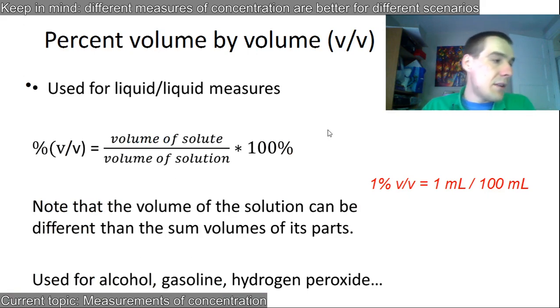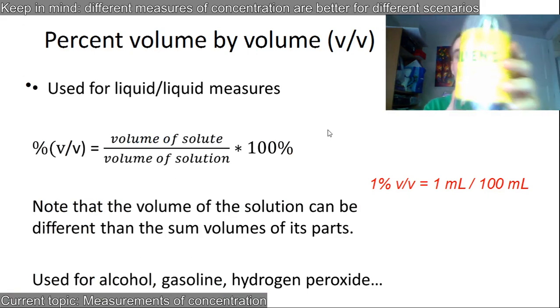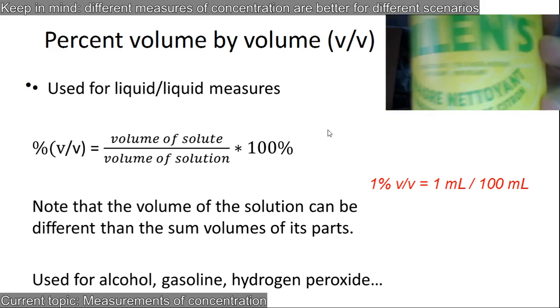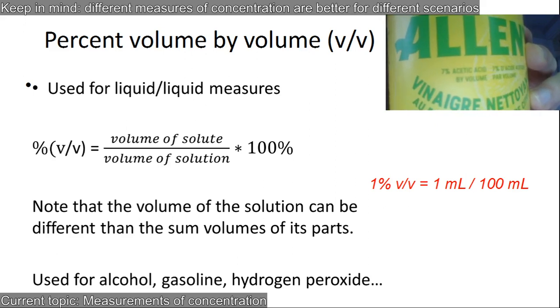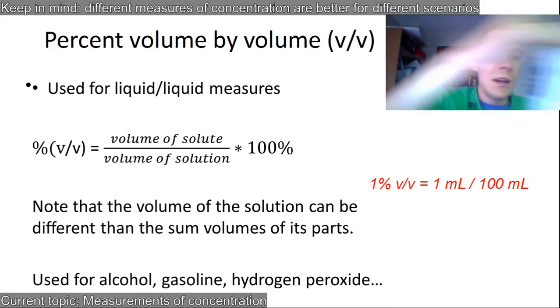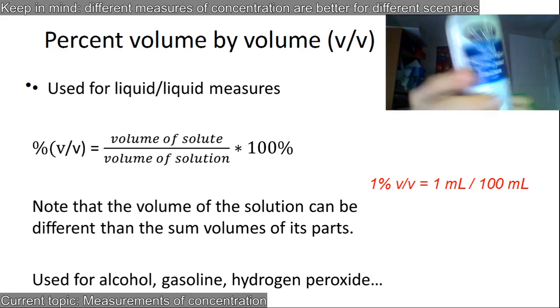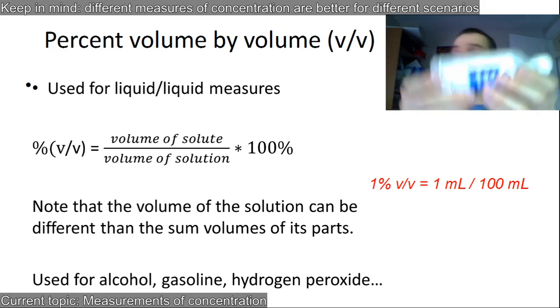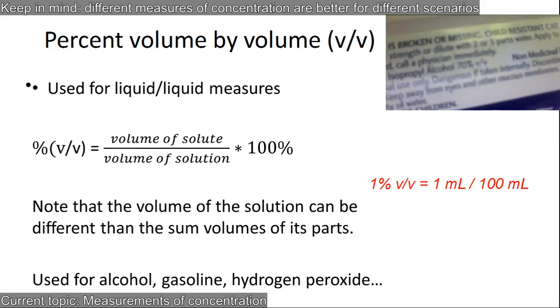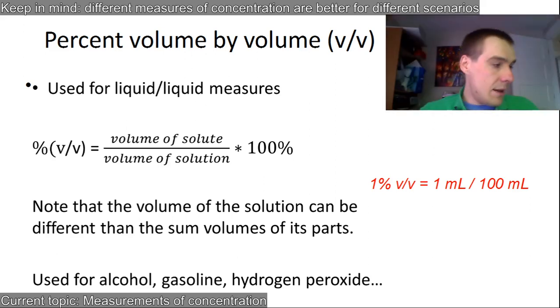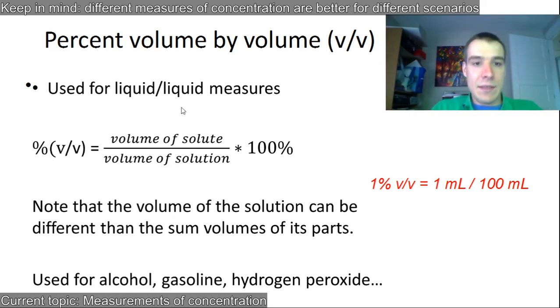And then there's volume by volume. The vinegar here is 7%, and it says here in English, 7% acetic acid by volume. So it's a volume per volume. It's the same thing with the rubbing alcohol, the 70%. You see it right there, 70% V over V, volume over volume. It's used for liquid measures, volume of solute over volume of solution. So it's 1 milliliter per 100 mils, or 1 liter per 100 liters, or whatever.